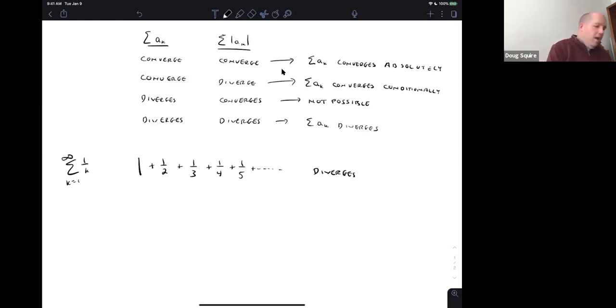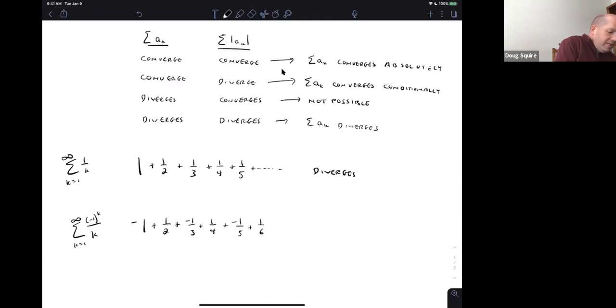Okay, if we take this series instead, so if I take the sum from k equals 1 to infinity of (-1)^k over k, that's the series -1 plus 1/2 plus -1/3 plus 1/4 plus -1/5 plus 1/6 plus -1/7, and so on. Does that make sense? Okay, so we've not said what that series does, but we call this the alternating harmonic series.